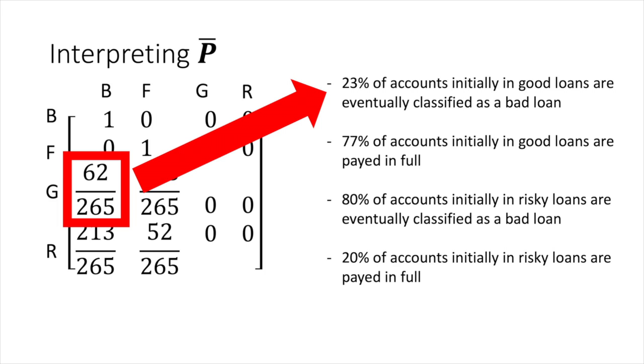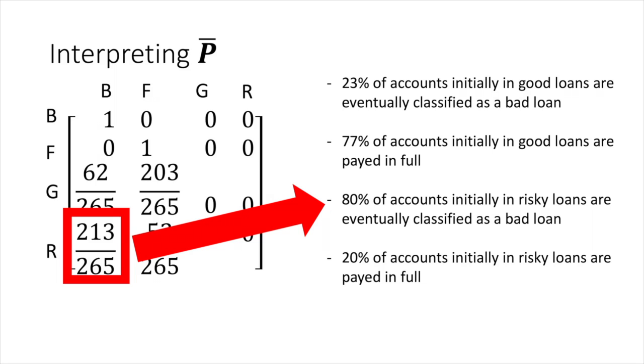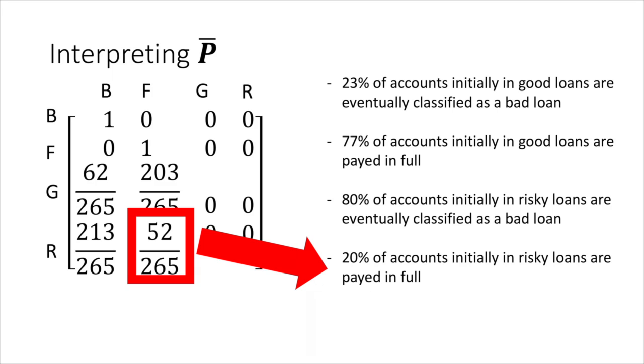23% of accounts initially in good loans are eventually classified as a bad loan, 77% of accounts initially in good loans are paid in full, 80% of accounts initially in risky loans are eventually classified as a bad loan, and 20% of accounts initially in risky loans are paid in full.